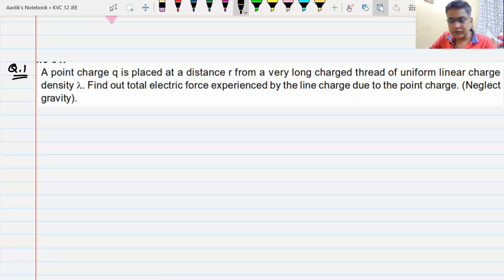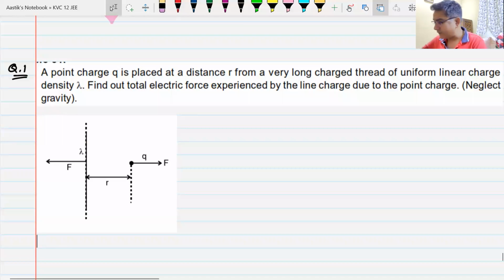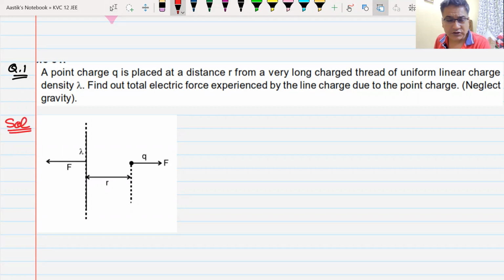I will just show you the diagram. You can easily find the electric field due to the line charge. We have already calculated it. We know the value of electric field. So you can do this question in the reverse way. Remember, by Newton's third law of motion, whatever force the point charge exerts on the line charge, the line charge must exert the same force on the point charge.